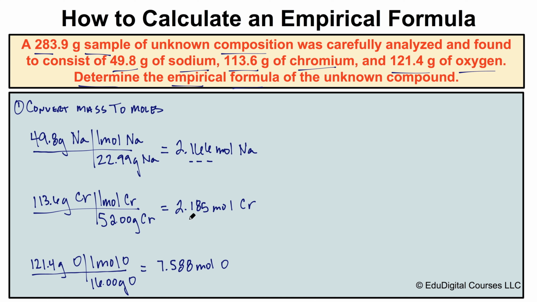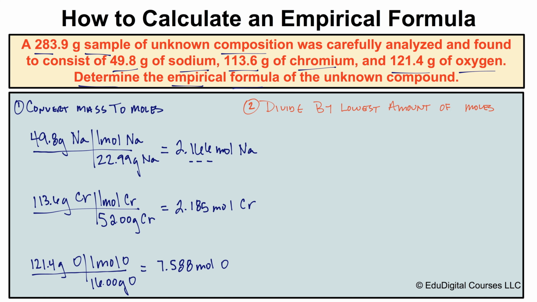So now that we've converted to moles, in step 2, what we have to do is divide each one of these amounts of moles by the lowest amount of moles that are present. So if we take a look, we can see that the fewest amount of moles is 2.166. So in step 2, we are going to divide by the lowest amount of moles.